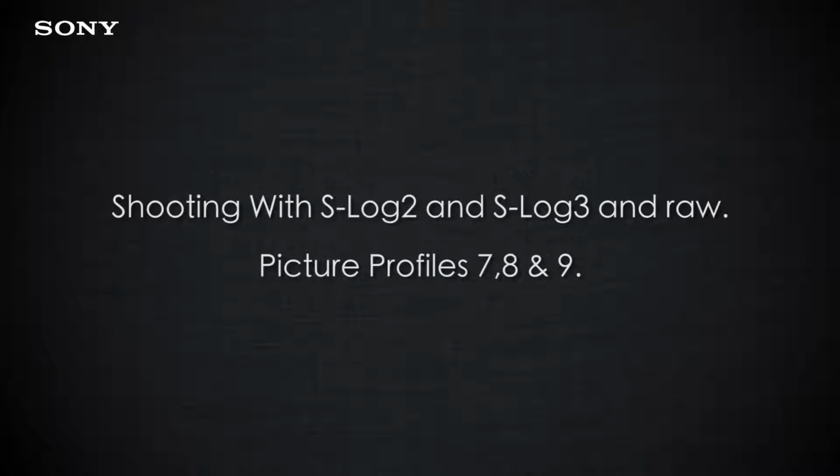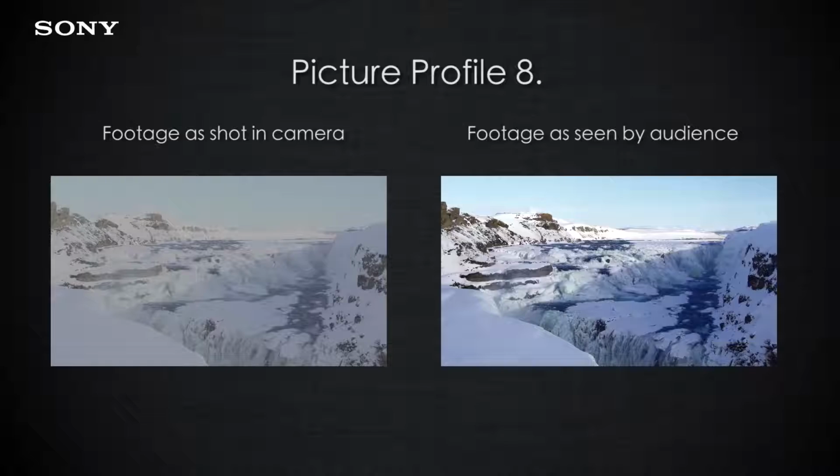Picture profiles 7, 8 and 9 are set up for shooting with S-Log2 and S-Log3. Now it's important to note that when you're shooting with S-Log2 and S-Log3, your workflow is a two-step workflow. What you're trying to do with the log gamma curve is capture the best possible digital negative that you can then take into post-production, and then using color correction tools or grading, develop that negative to give you your final look.